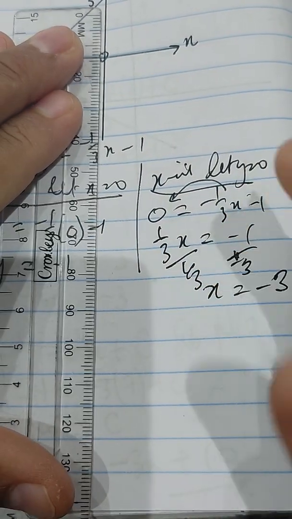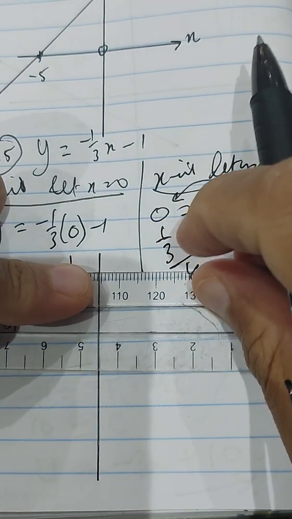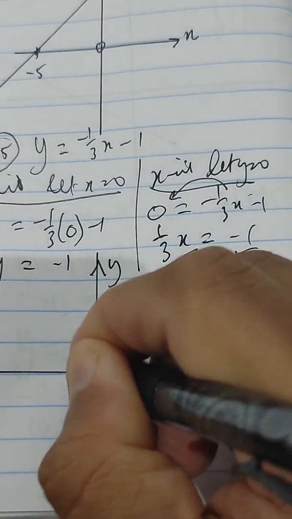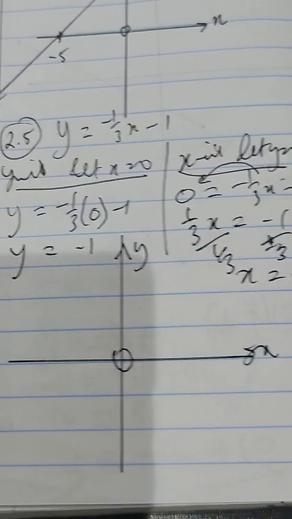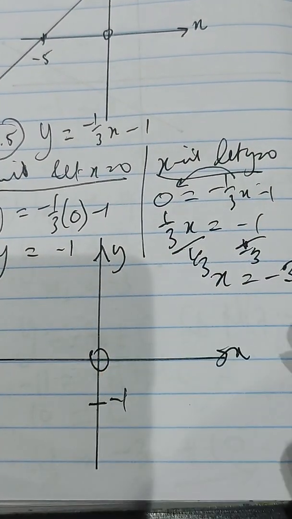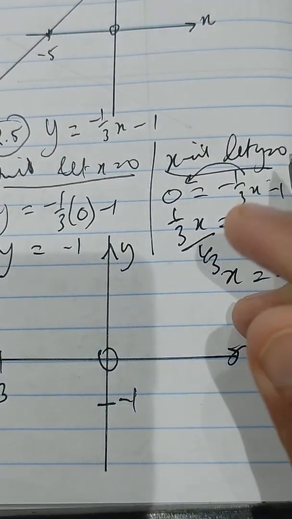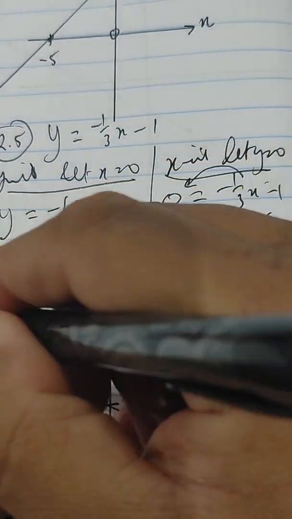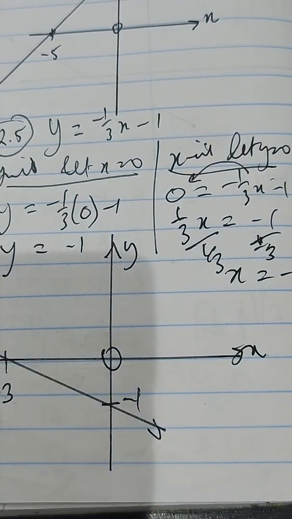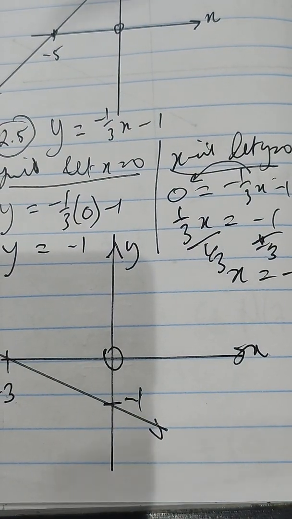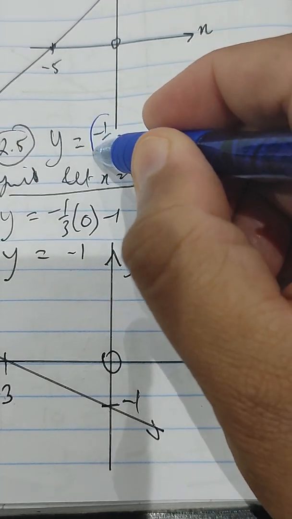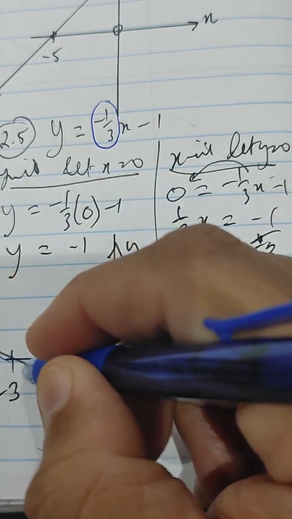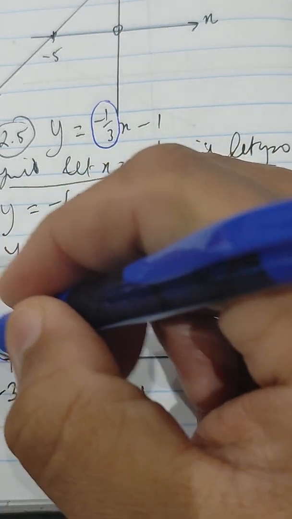Okay, so let's draw. So y, x, 0. So your y is negative 1. X is negative 3. There we go. So let's look at the gradient and the graph. You see this gradient is negative, right? What do you notice about the graph? It's decreasing. As x increases, the graph is decreasing.